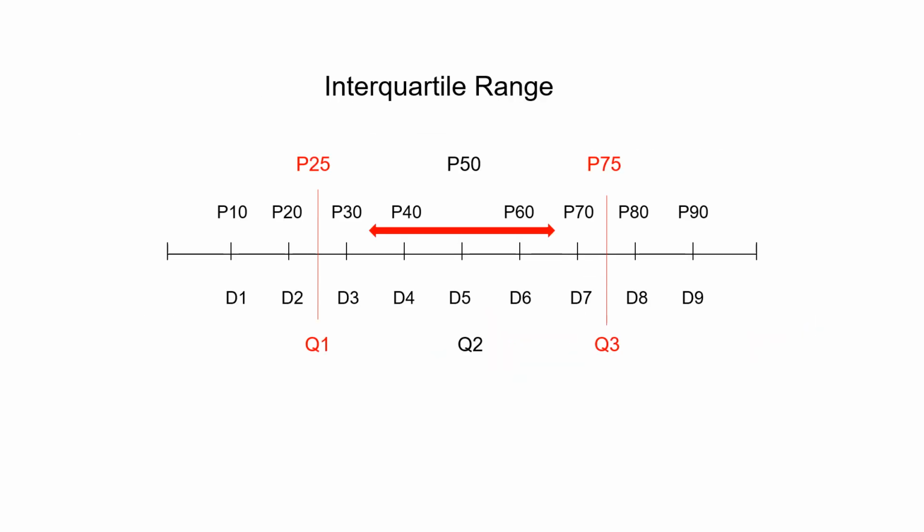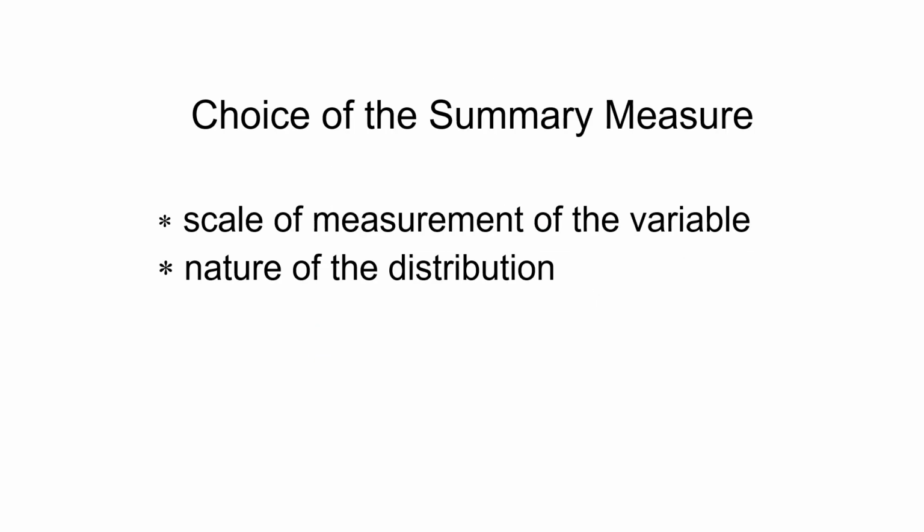Another measure of dispersion is the interquartile range, which is the difference between the 25th and the 75th percentile, or the first and the third quartile, and basically contains the central 50% of the observations. The wider the difference, the more dispersed the data. The choice of what summary measure to use, whether mean, median, or proportion, will depend on the scale of measurement and the nature of the distribution.